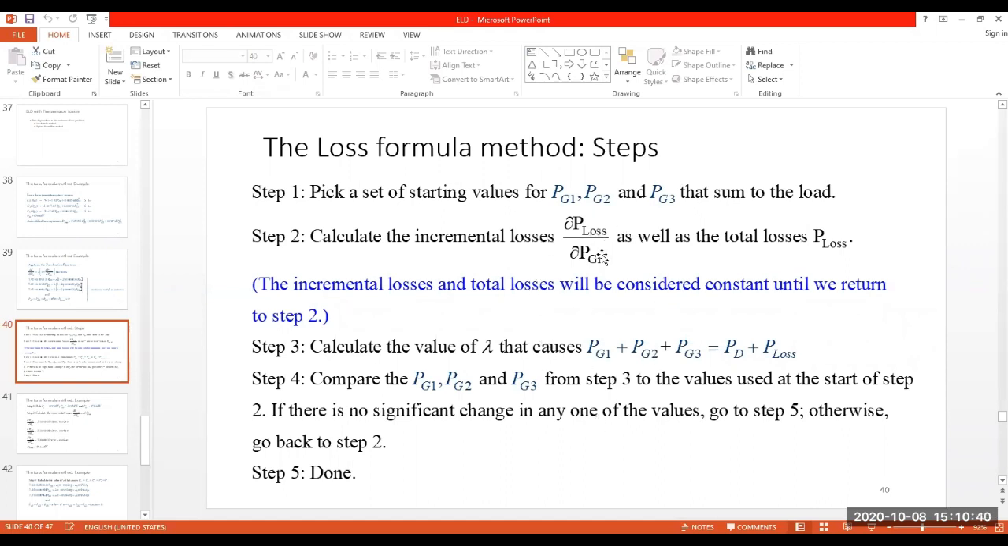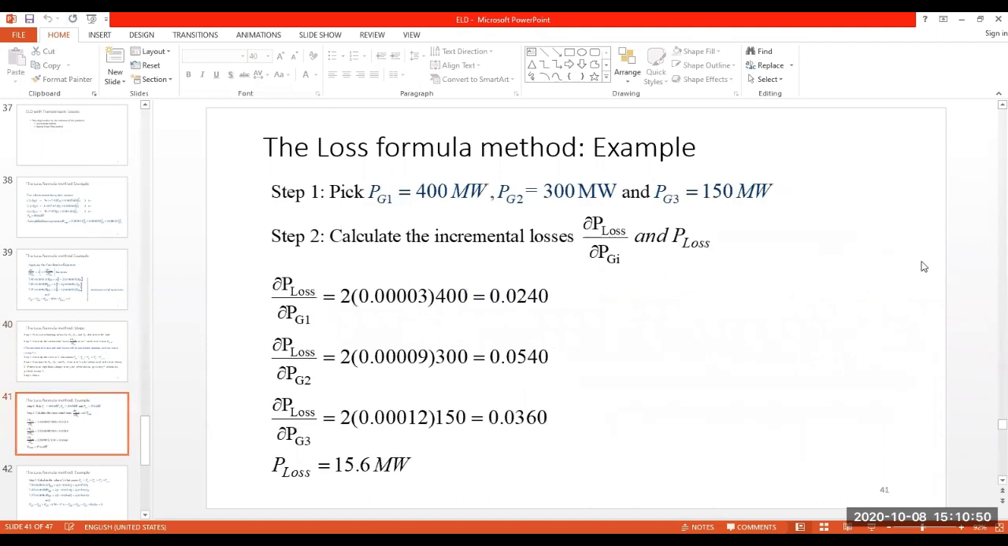Okay, this slide is probably a little bit confusing and boring. Let us take the example directly and apply all this information there step by step. Probably that will be nicer. So let's apply the steps.